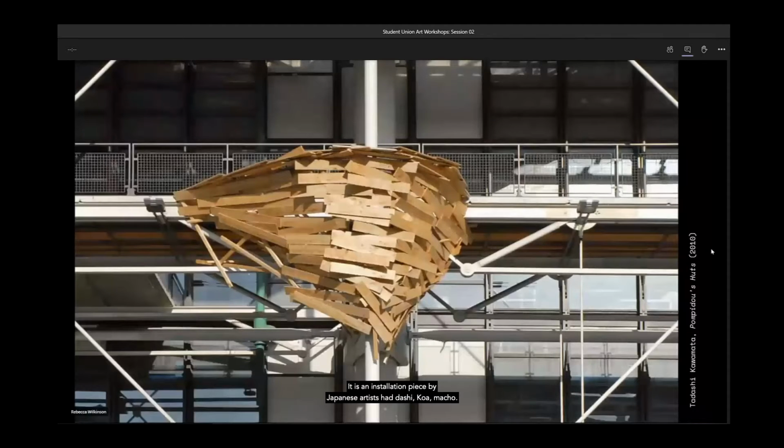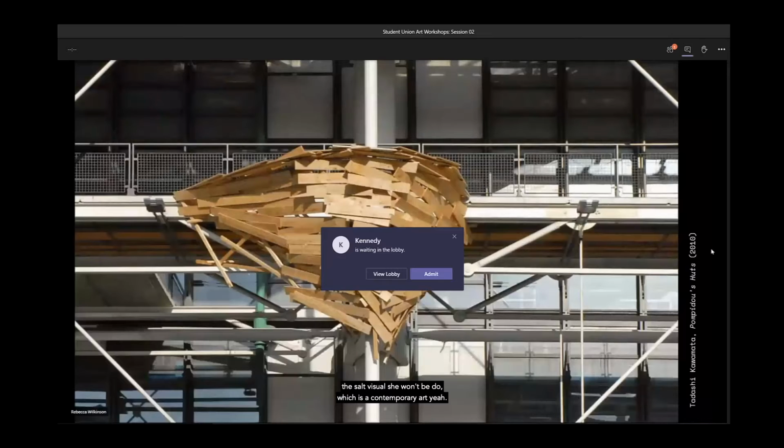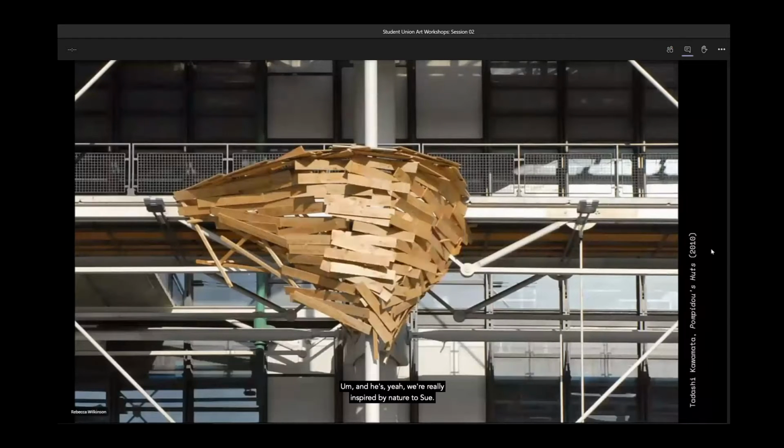This is an installation piece by Japanese artist Tadashi Kawamata. I really love this because it's something that he installed. It's actually one of many pieces that are installed all over the Centre Georges Pompidou, which is a contemporary art gallery in Paris. And he's really inspired by nature too. So he has this series of makeshift shacks that he constructed all over this museum that are inspired by birds' nests. So he's an architect and an installation artist that's inspired by nature as well.